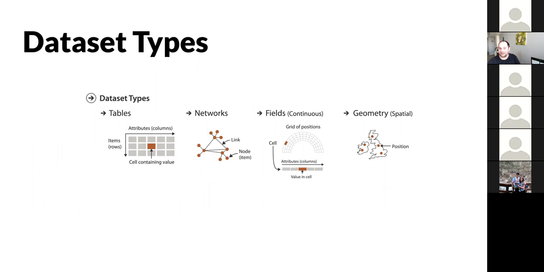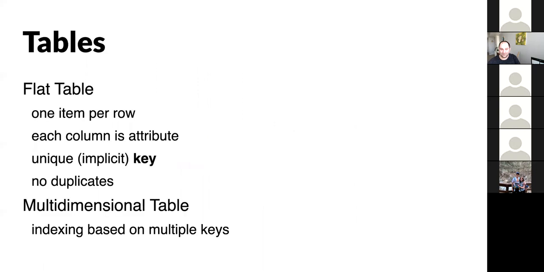So let's talk about the data set types again: tables, networks, fields, and geometry. Tables are the one that we are probably most familiar with. We can have flat tables where we have one item per row. Each column has an attribute, and then we have a unique key. That unique key can be explicit, as we had it earlier in the example with basil, or it can be implicit by essentially being the row number.